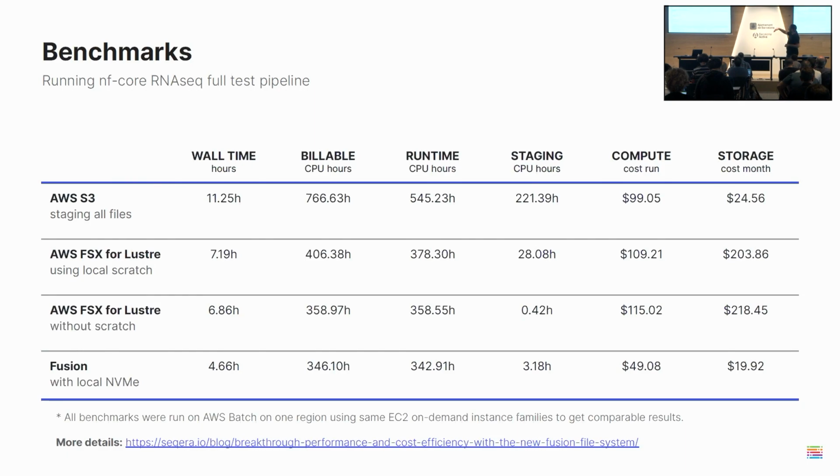Here we are comparing four ways of deploying this, in this case to Amazon. The first is just using S3. In this case, each Nextflow process first needs to download from S3 to local, run, and at the end upload.